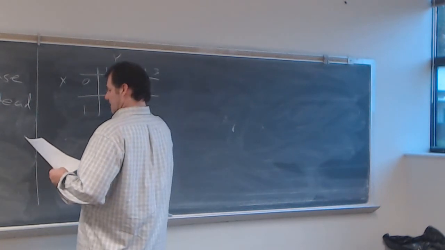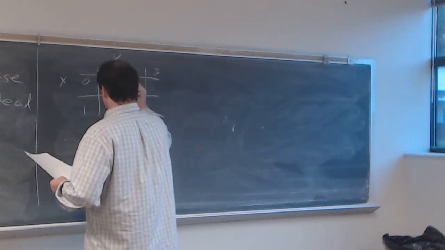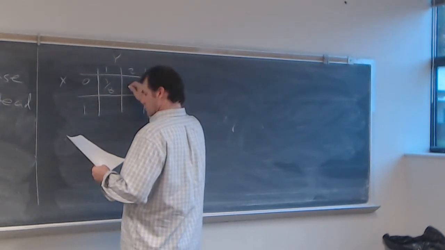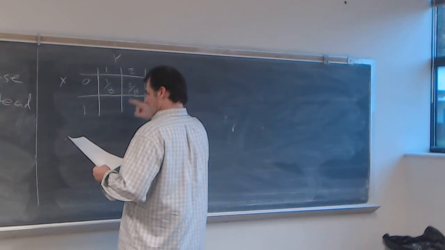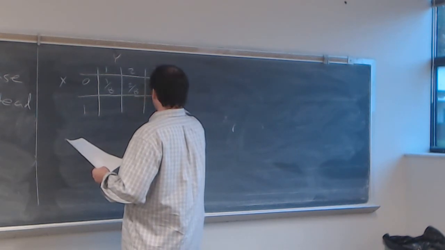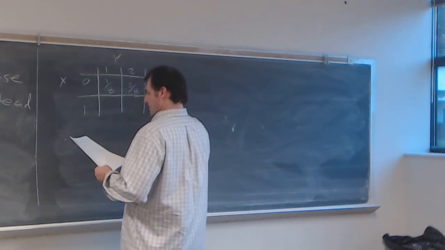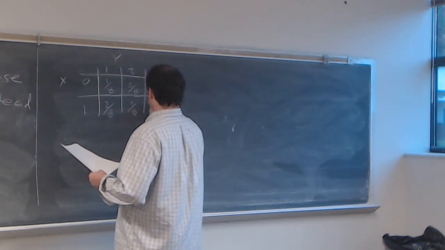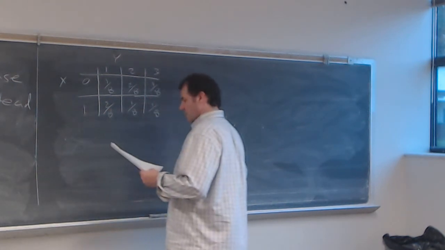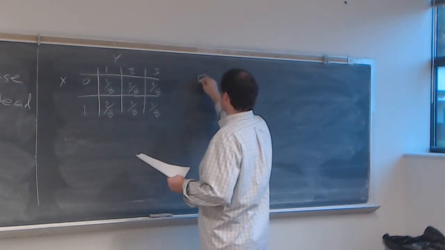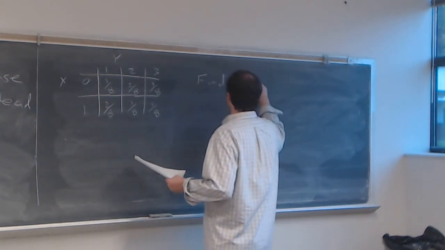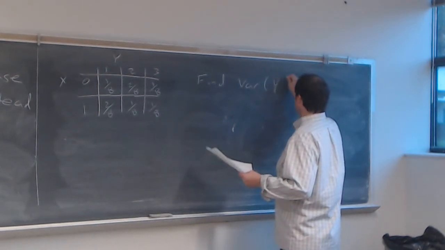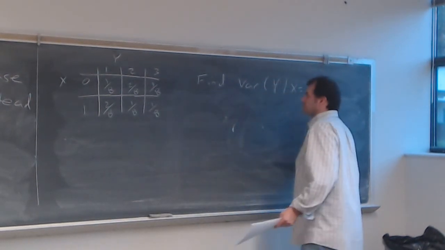And the chance of x being 0 and y being 1 is 1/8. X being 0, y being 2, 2/8. X being 0, y being 3 is 1/8. Here's 2/8, 1/8, 1/8. Okay? And so here's the direction. We want to find the conditional variance of y given x equal to 0.